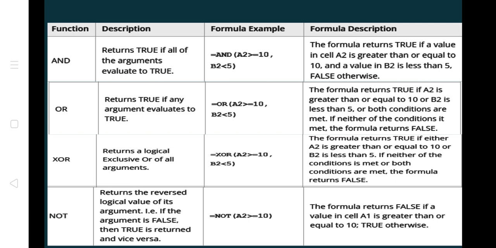For example, assume the value of A2 is 15 and this condition is checked, A2 greater than or equal to 10, yes, it is true, but NOT of true is false, so it will give the answer false. So likewise, these AND, OR, XOR and NOT operations help us in the decision making process using formulas. These are all the logical functions used in MS Excel. So that's all about the mathematical and logical functions in Excel.